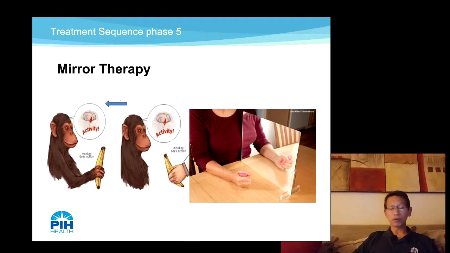You can build your own mirrors, and you can do it for a fairly low price, or you can actually go online and there are mirror boxes that you can purchase.